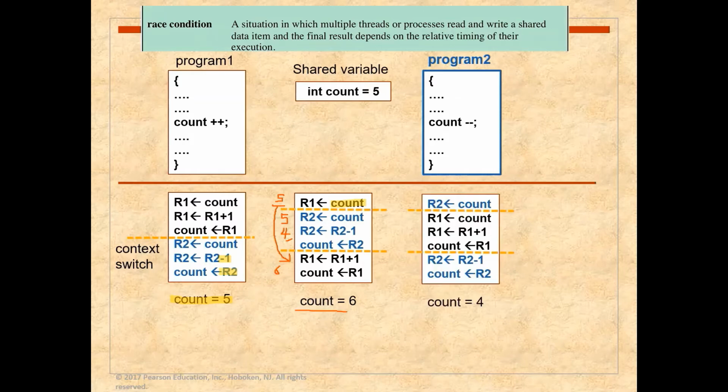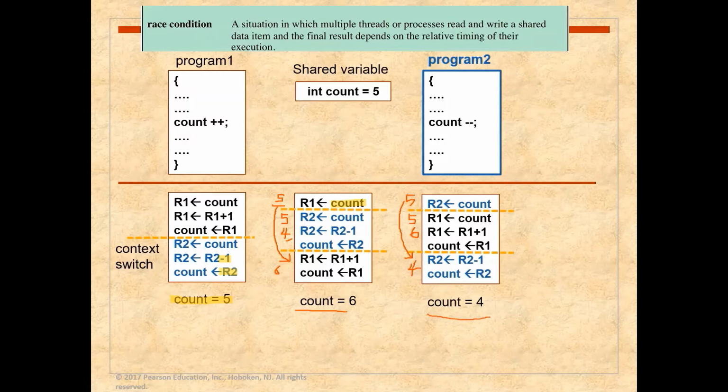Another scenario is where program 2 executes first, but somehow it is interrupted. R2 gets the value, so now R2 has 5. Then process 1 executes, gets the original value of 5, and increases the value to 6. Then program 2 continues, where R2 holds the previous value of 5, and minus 1 gives the value of 4.